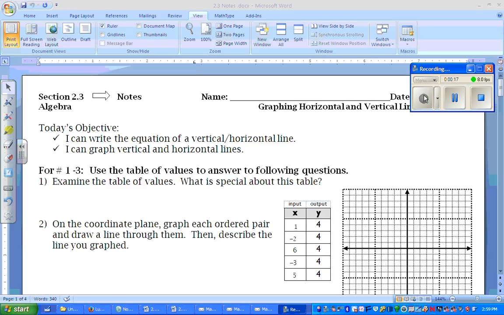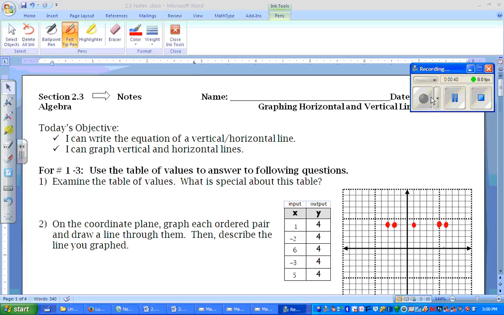Yesterday you actually took a look at how to graph lines using a table of values, so we're going to start off just the same way. If you examine the table of values, what is special about this table? Something should be jumping out at you. If it's not, I'd like you to go ahead and plot the points from the table. Maybe something will jump out at you then.